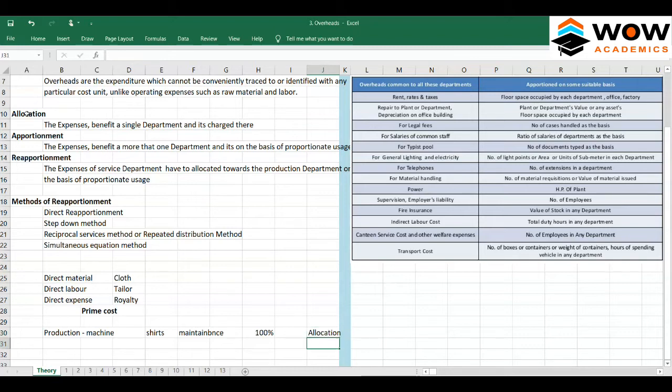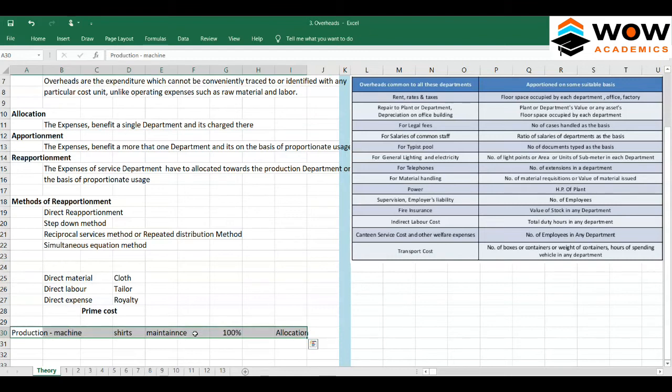So you would see here the expense benefits a single department and it's charged there. There is a production department and there is a machine. That machine manufactures shirts, and that machine requires some kind of maintenance. So 100% of that machine is used only for the shirt. That means it's called allocation. So fully that amount would be charged to the production of the shirt, right?